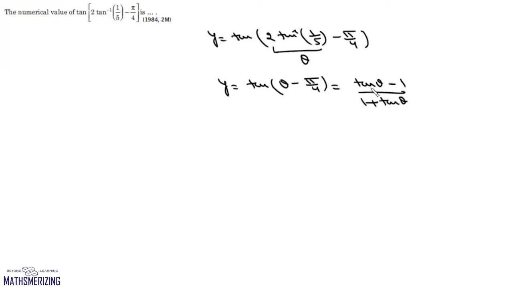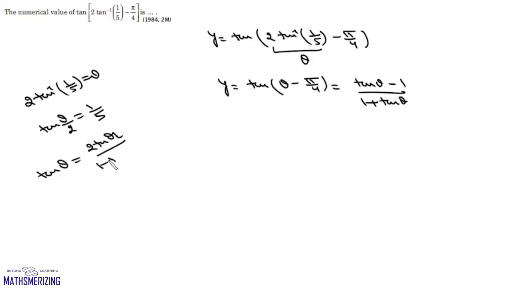Now we'll need to find the value of tan theta. Now this 2 tan inverse 1 by 5, it is theta, then tan theta by 2 is equal to 1 by 5. Now from tan theta by 2 we can write tan theta as 2 tan theta by 2 upon 1 minus tan square theta by 2. So it will be 2 by 5 upon 1 minus 1 by 5 square. So there will be 10 by 24, which is 5 by 12.